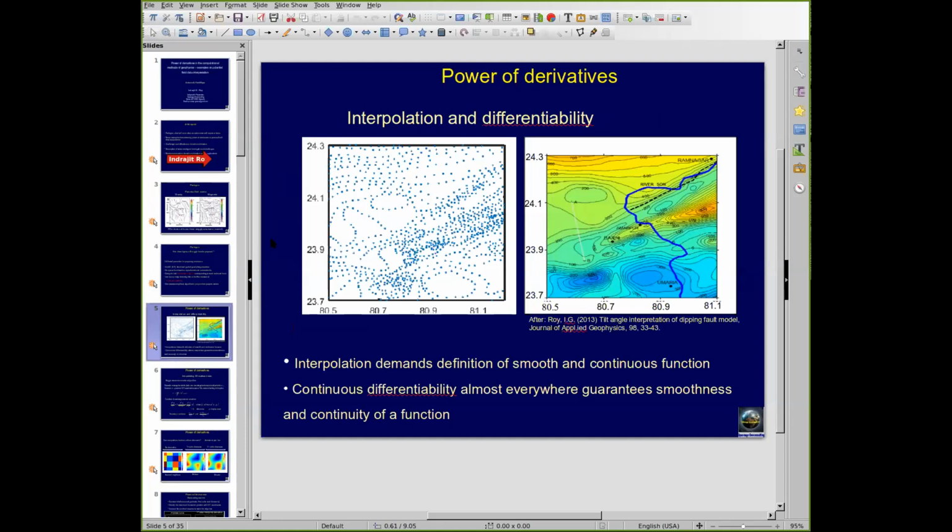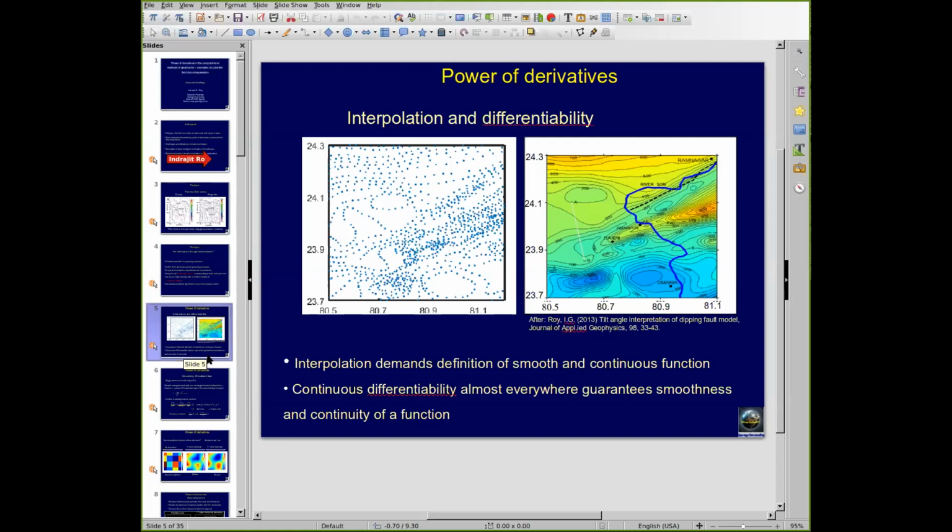And for such interpolation, the most important aspect is that smoothness be preserved, and the function should be a continuous function. But the most important part of smoothness is that it should be continuously differentiable almost everywhere, which guarantees the smoothness and continuity of the function.